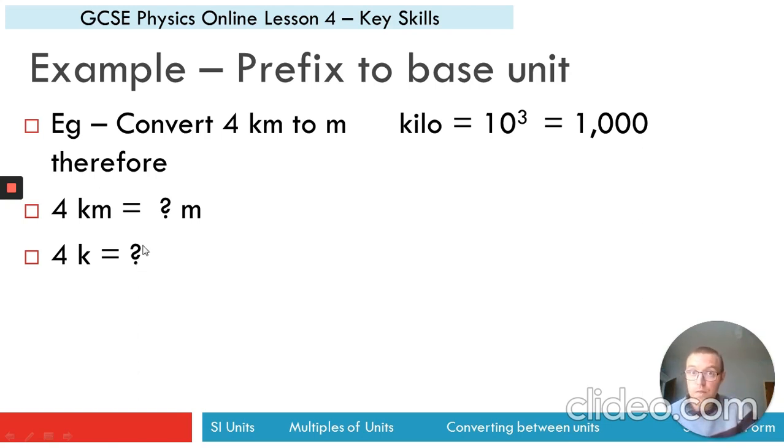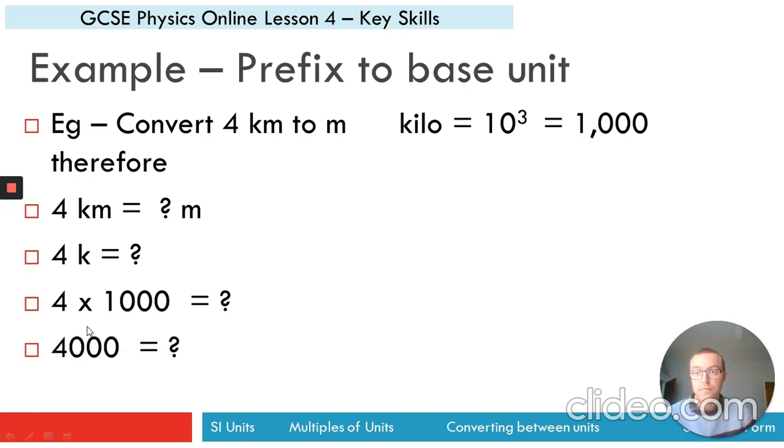We know that k is equal to 1,000. So 4 times 1,000 is equal to the number that we want to know. 4 times 1,000 equals 4,000. So the question mark, 4 kilometres equals how many metres? 4 kilometres equals 4,000 metres. That may be very easy and very straightforward for you, but I think it's worthwhile going over. So that is going from a unit with a prefix to the base unit.